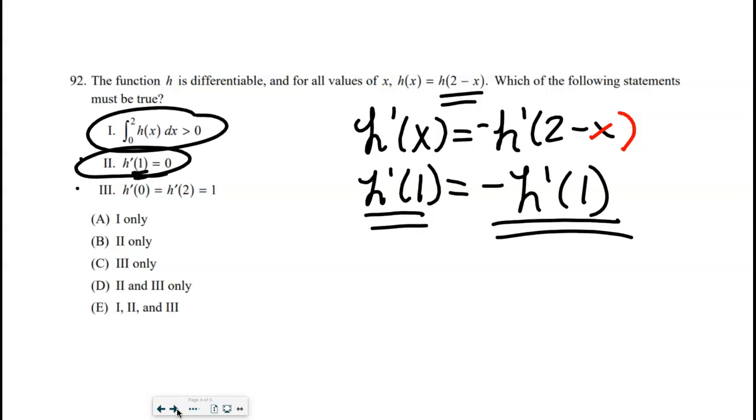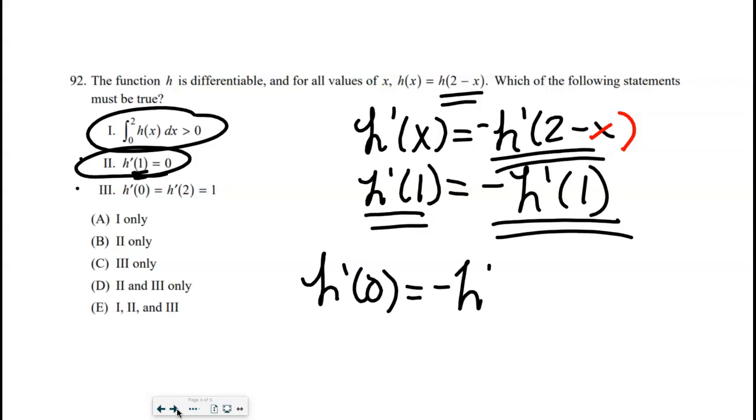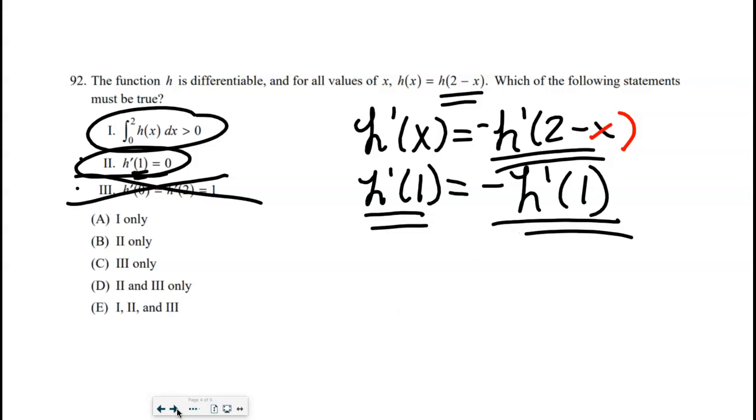It says h prime of 0. Well, h prime of 0 would equal the opposite of h prime of 2. Well, it doesn't equal h prime of 2, correct? So then our last one up there is the first one. I'm just doing this by trial and error. I don't know. Maybe some of you have a better way of doing it, but I'm just working with it.